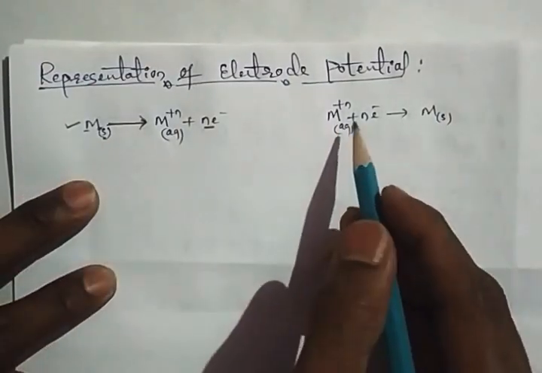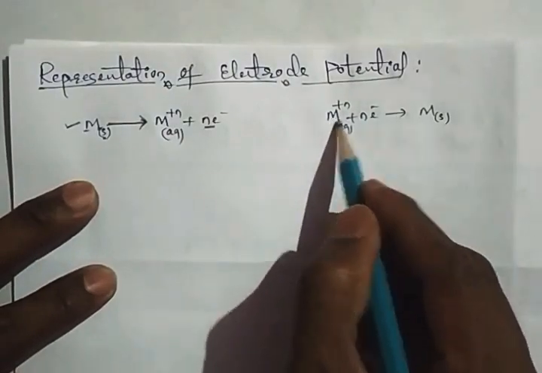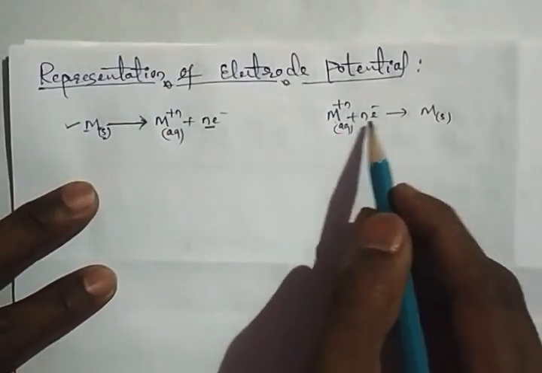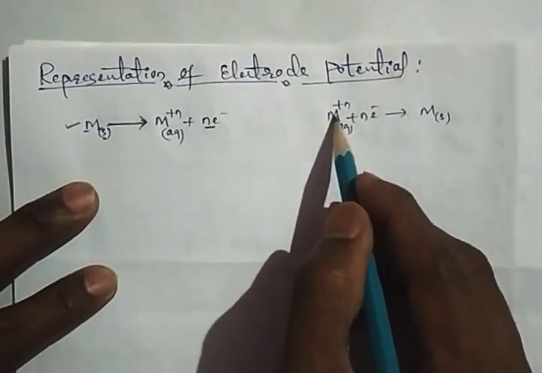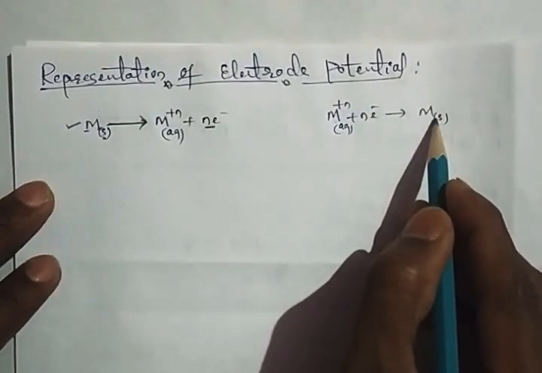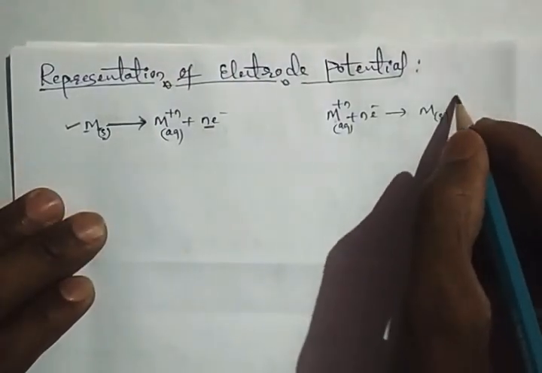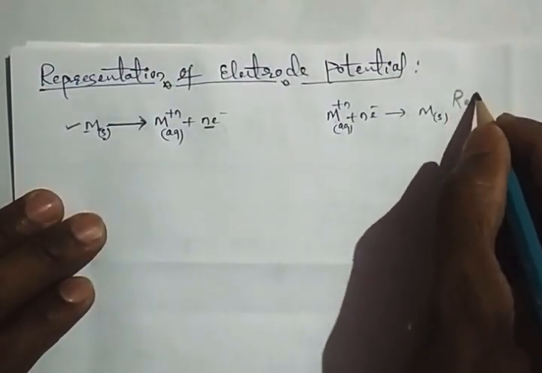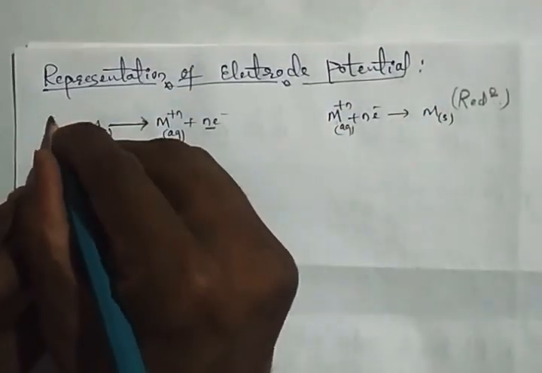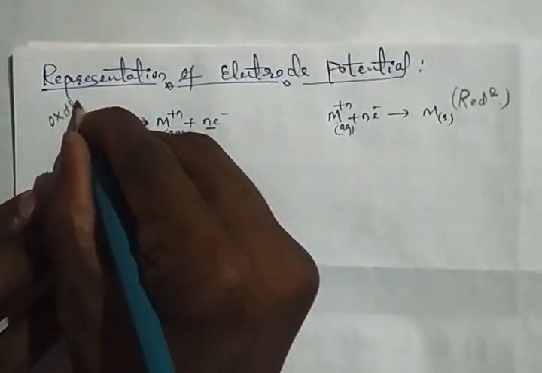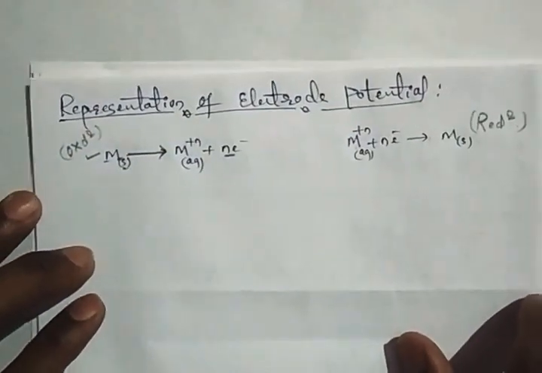Or suppose the metal ions have a high tendency to undergo reduction. Reduction is nothing but gain of electrons, so metal ions gain n number of electrons to form metal in the solid state deposit. That means this one is a reduction reaction, whereas this one is an oxidation reaction. Now this can be represented in two ways.